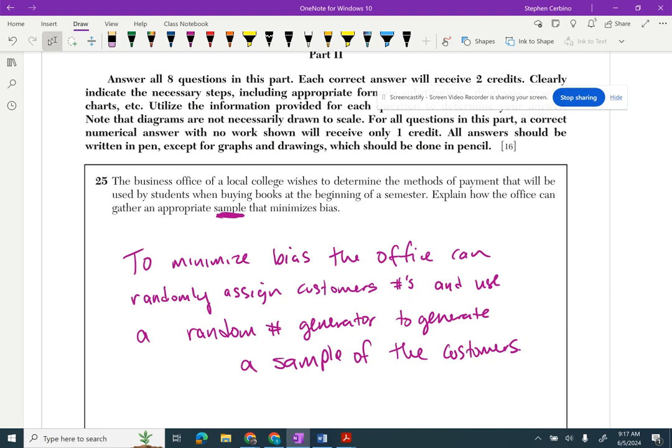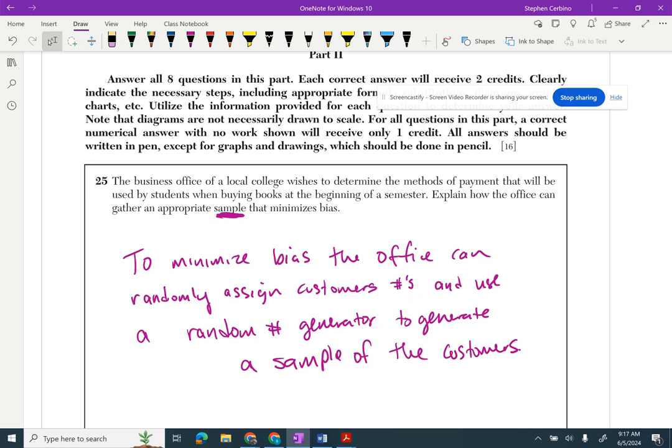It talks about a business office at a college wanting to determine the methods of payment students are using when buying books at the store. It wants us to explain how the office can gather an appropriate sample to minimize bias. One of the things we have to understand from this course is that to minimize bias, you have to take a randomly selected sample.